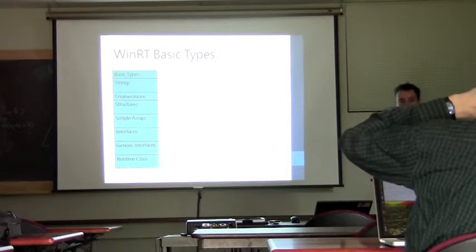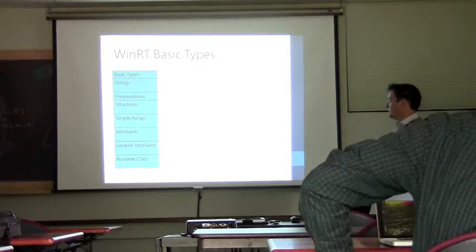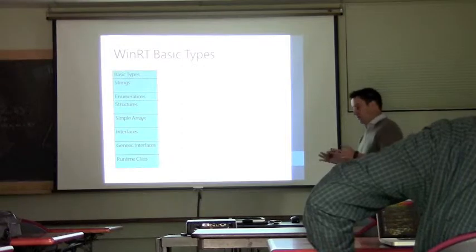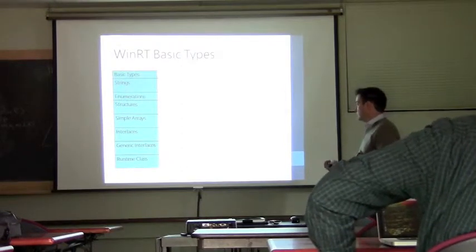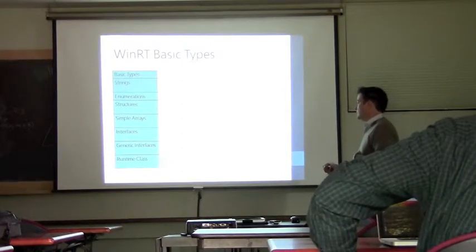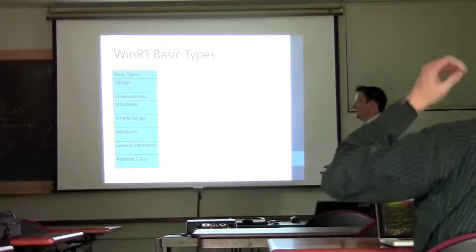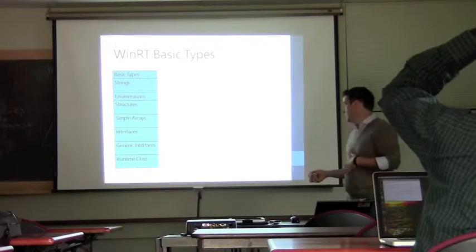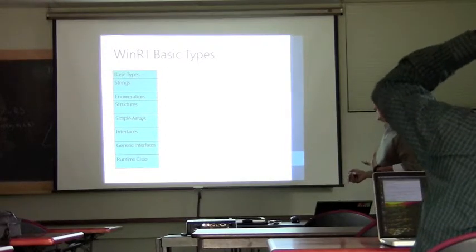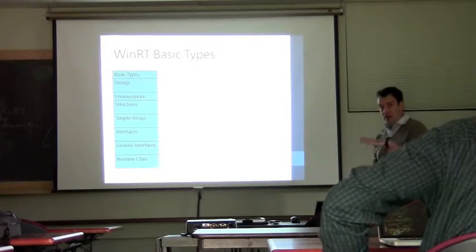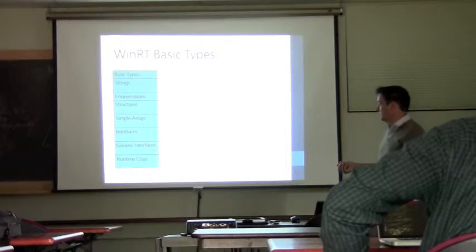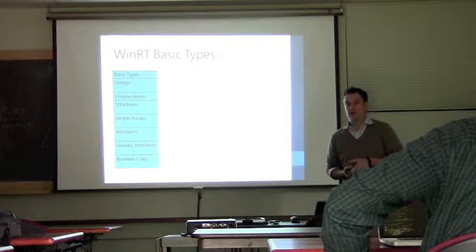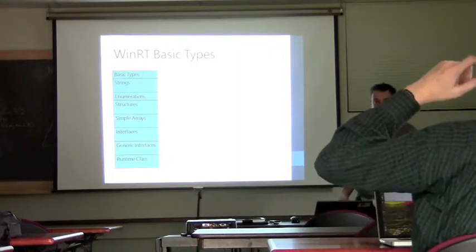Interfaces in general, like the IFileInfo, and generic interfaces like IVector, you can create generic interfaces and use them. They're used mostly for collection types. And the class itself is really a collection of interfaces. The class doesn't contain anything really. You don't see any of the data members of the class. Of course, they are there somewhere.